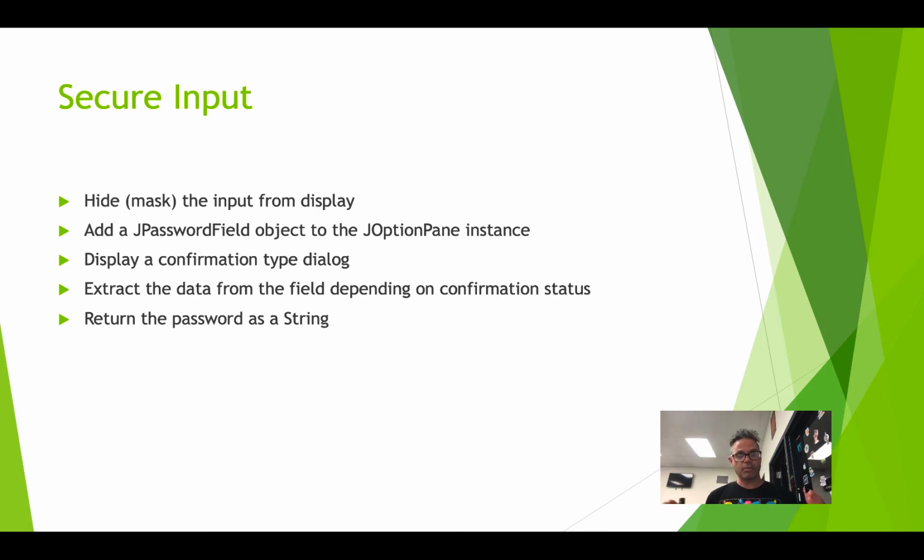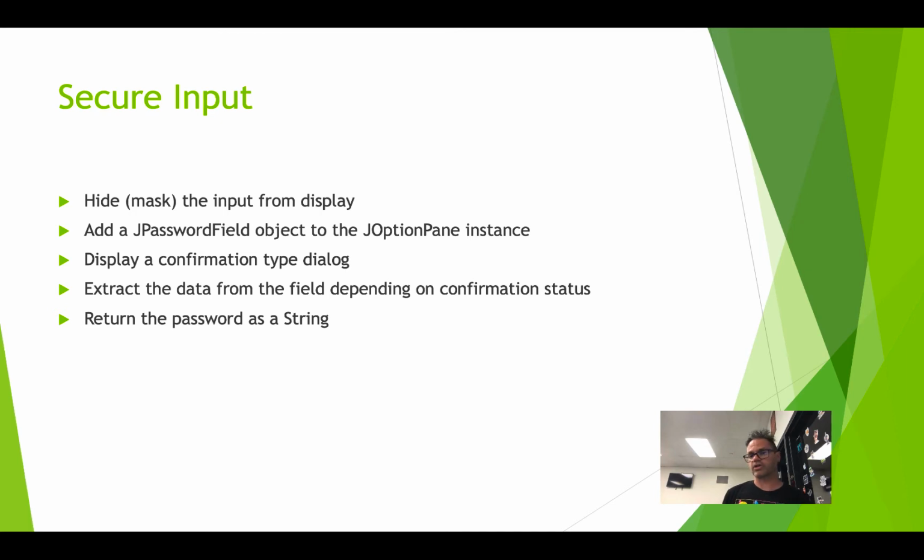From the public, we do that using what's called the JPasswordField. It's like a JTextField, just a little bit better. What we do is add a JPasswordField object to the JOptionPane instance we're working with. We then display a custom dialog type so we can ask for that information, with an OK or cancel option. We extract the data out of the field based on the confirmation status. We don't extract it if they do the wrong thing, and then we return that password as a string so it can be supplied to other parts of the program and used appropriately.